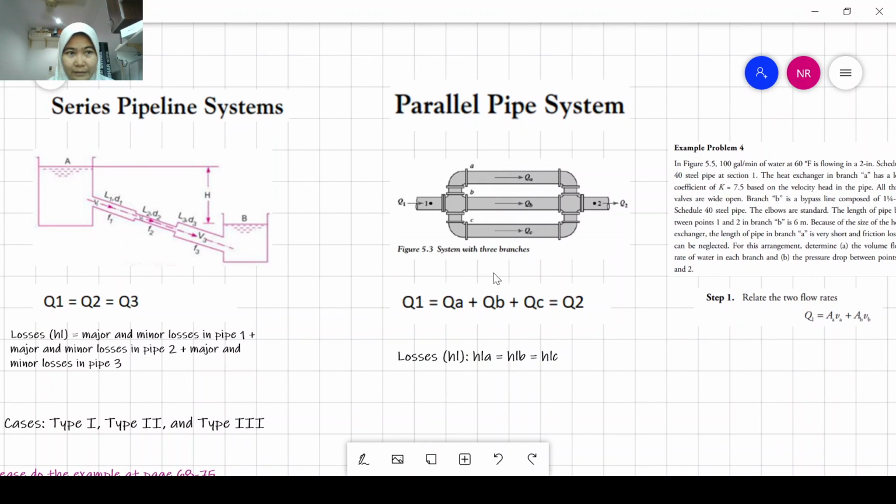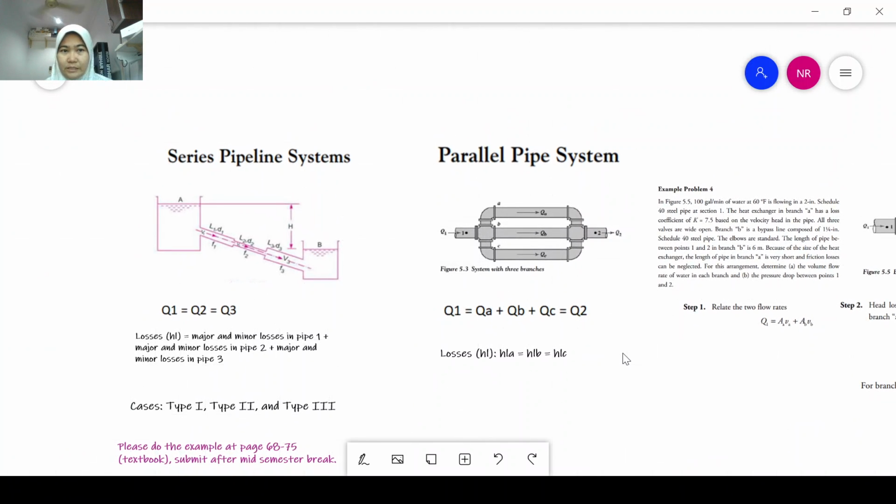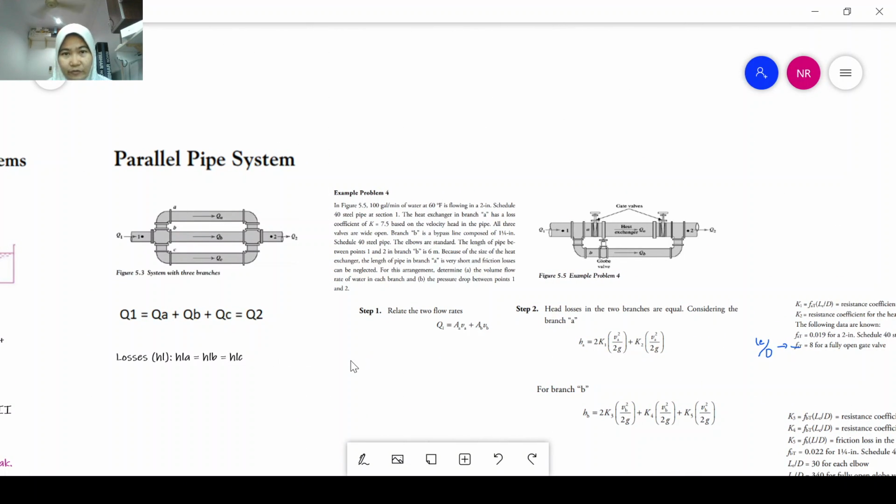So it's different from the series pipeline system because there we add all the losses together. But in this case, the loss in A is equal to B and C, so we don't add them up. For the Q, yes, we add them, but not for the losses. For this one, it's good if you can do the example because this is slightly different from what we've done before. So let's look at example problem 4 together.